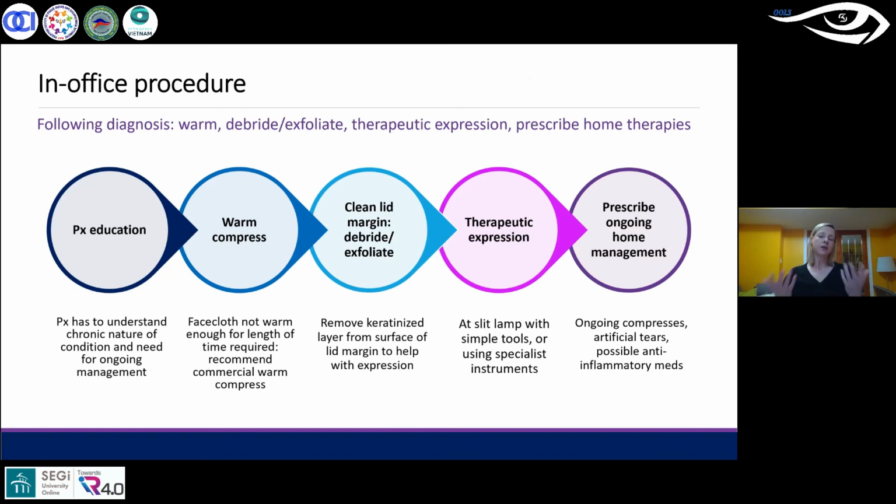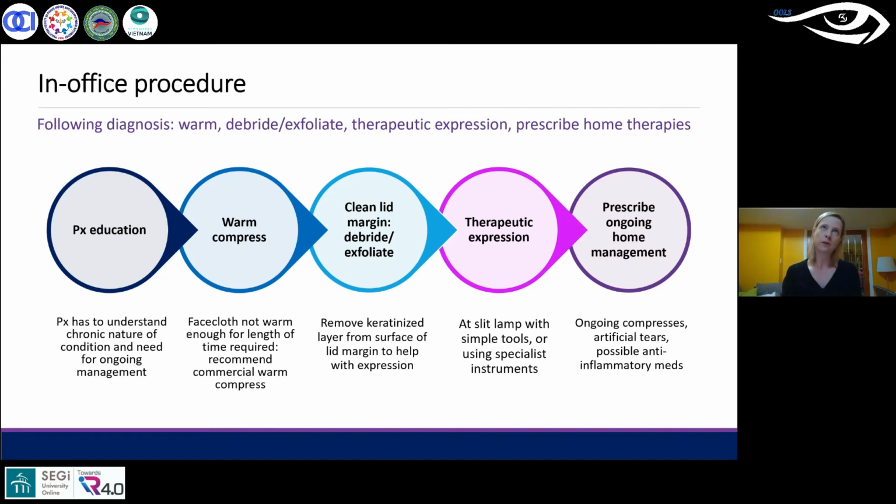So if you've diagnosed a meibomian gland problem, what are you going to do to help this patient? What are your next steps to manage it in practice? The first step, of course, is education. The patient needs to understand what you found and what you're going to be recommending. But really, I think importantly for something like this, and for all dry eye disease patients, the patient needs to understand that this is a chronic, ongoing and likely worsening condition.